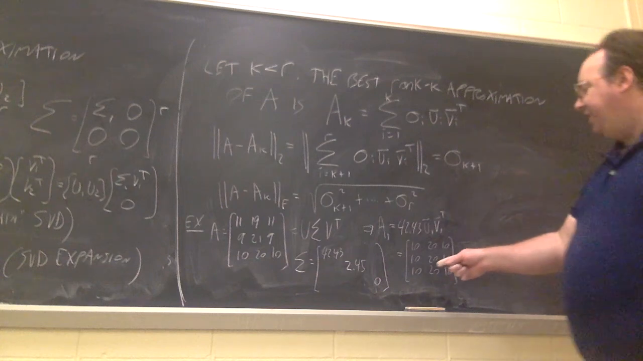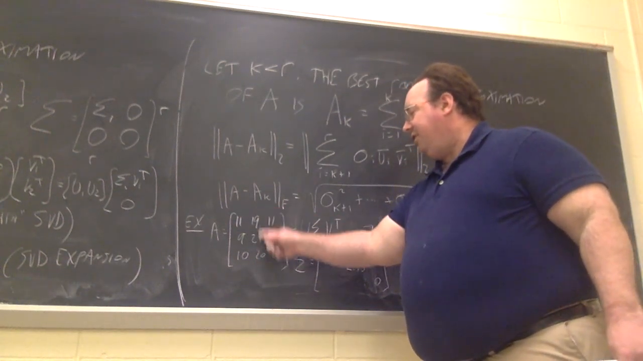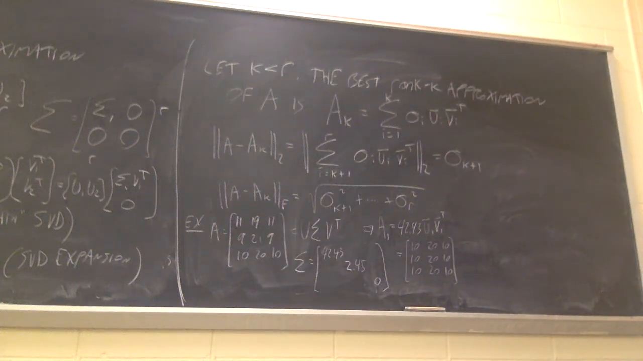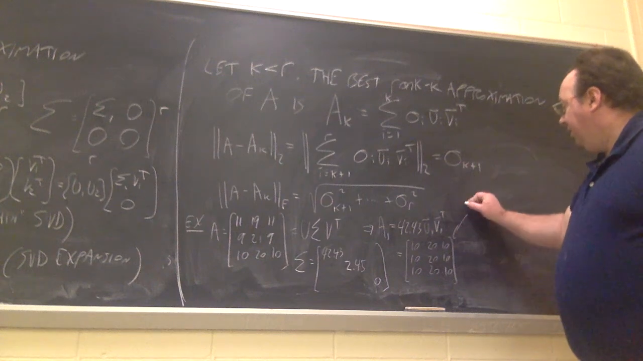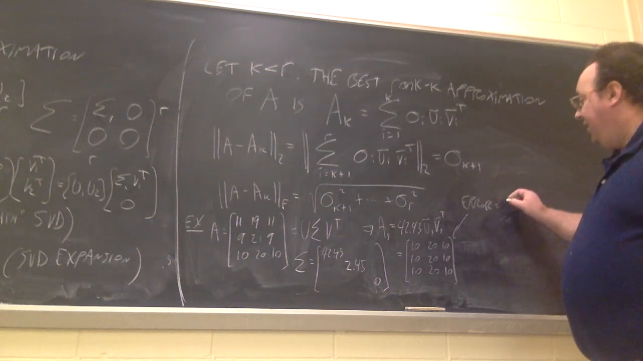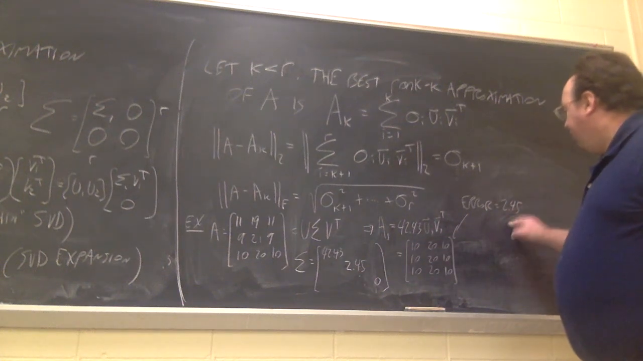But if you look at the entries, these entries average out to be 10, these entries average out to be 20, and these entries average out to be 10. So you can tell it's a semi-decent approximation. So the error in a 2-norm sense is going to be the size of this singular value, 2.45, which is sigma 2.